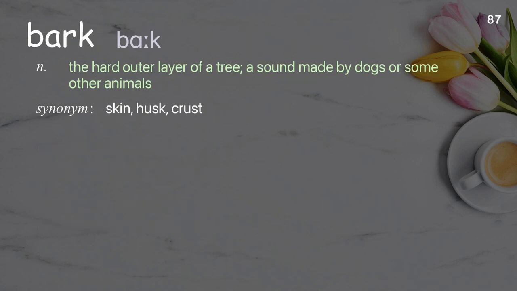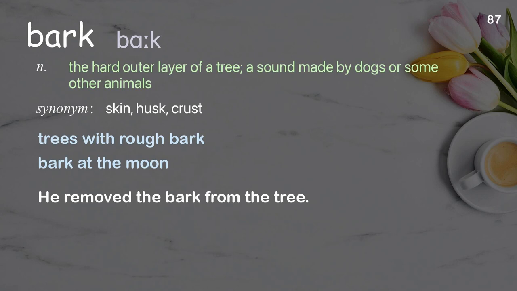Bark. The hard outer layer of a tree, a sound made by dogs or some other animals. Examples: trees with rough bark, bark at the moon. He removed the bark from the tree.